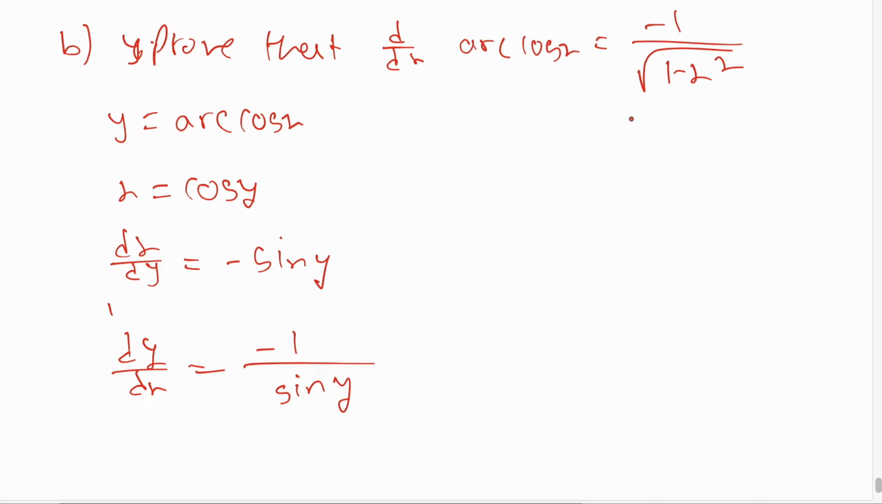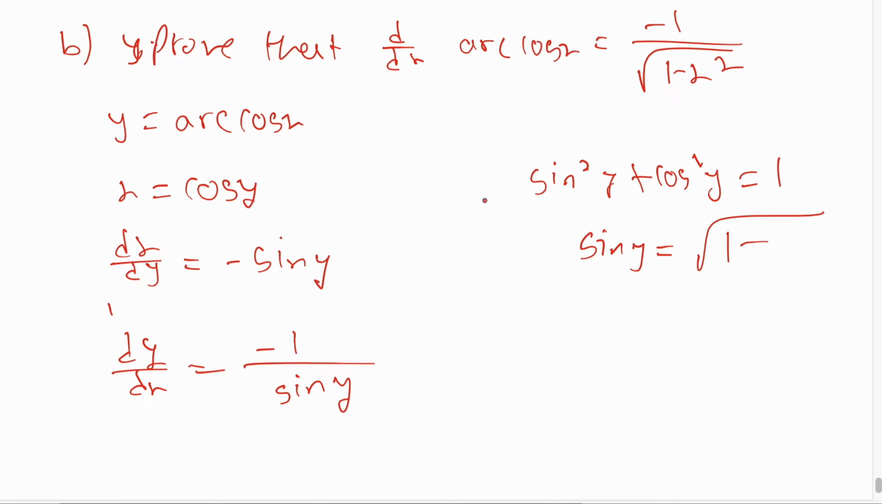Now you know cos y, that means use the sin square y plus cos square y identity is equal to 1. So now solve for sin y, it will be root 1 minus cos square y, and cos y is x, that means cos square y is x square. So substitute it, minus 1 by root 1 minus x square, proved.